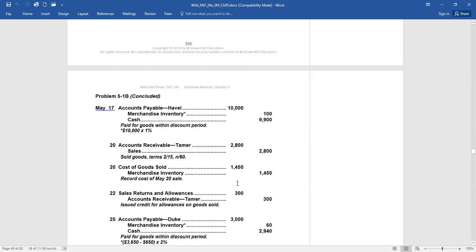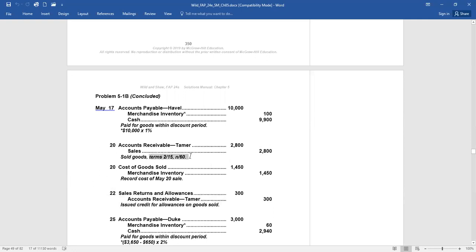30th. Now IKEA, us, received the balance from Tamar Company for the invoice dated May 20th. So there's the invoice dated May 20th right there. $2,800 they owed us in accounts receivable. But remember, we reduced how much they owed us by an allowance of $300. So they're only going to be paying $2,500.